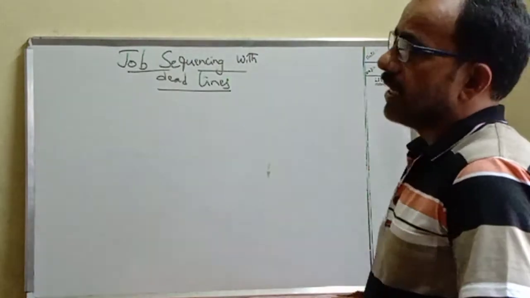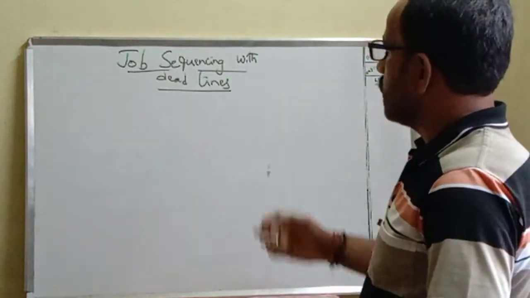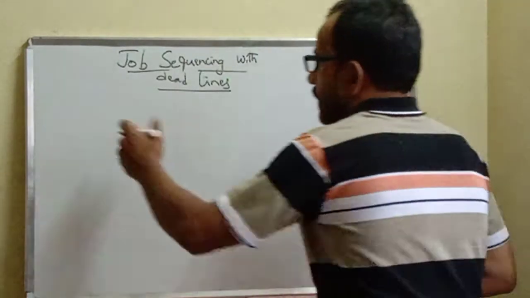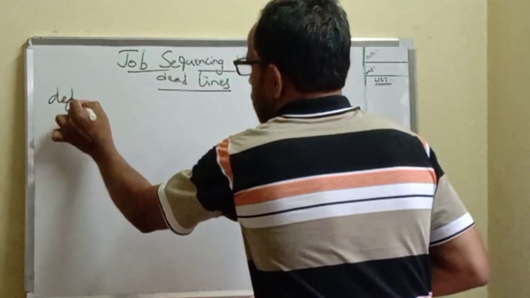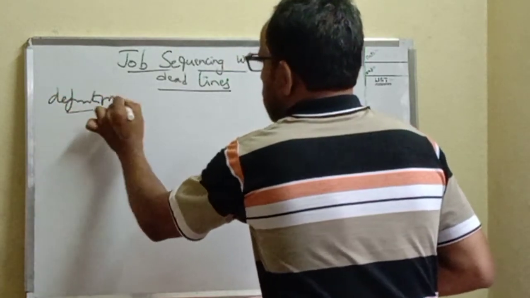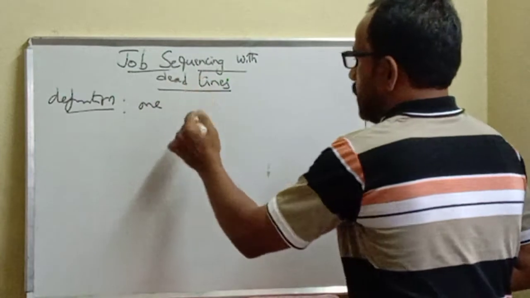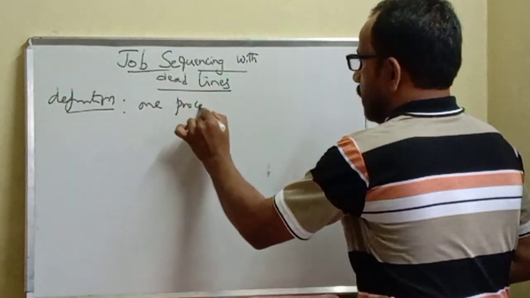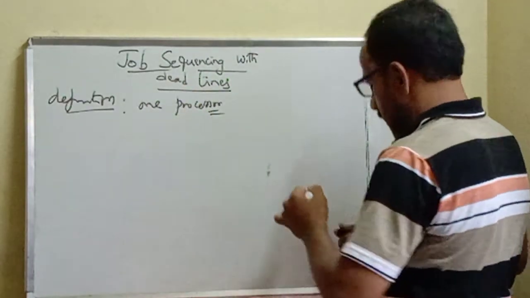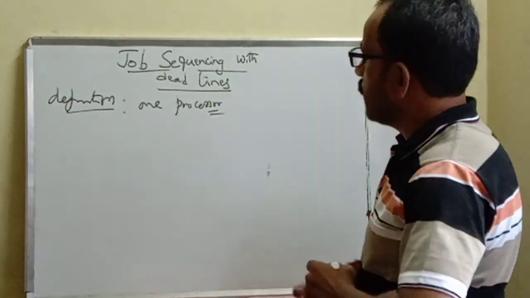Here, by using the greedy method, we can solve this particular problem. But I will tell you the definition first. Here we are assuming that only one processor is there for processing the jobs. Only one processor is there, and by using this processor, we are going to execute all the jobs.